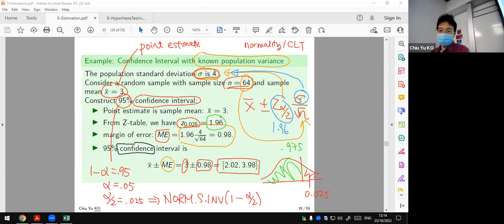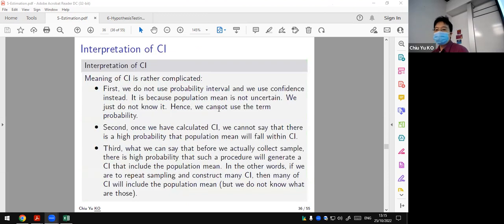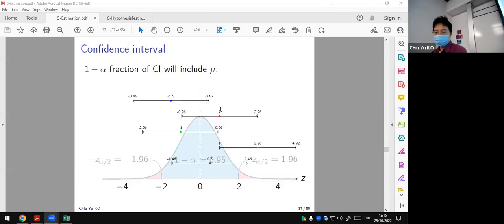Okay, any question? It's not very important for when you apply it, but you have to know the terminology. It's called confidence because we can't say probability. Okay, that is what is here. What it means is actually this, right? As I said.